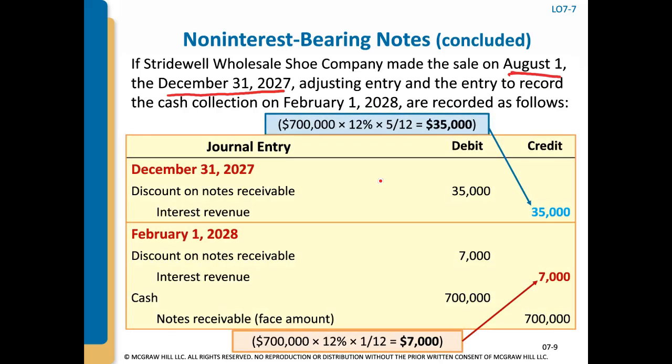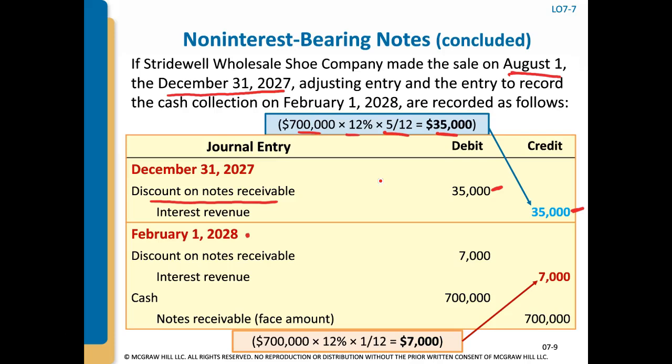In this example, we just don't collect on this note receivable till 2028, the following year. So on December 31st, we have earned 5/12 of that interest. So that's 700,000 times 12%, and 5 of the 12 months have passed. So that gives us $35,000 of interest revenue. And so therefore we've earned this discount that you've received. So we debit the discount on notes receivable.